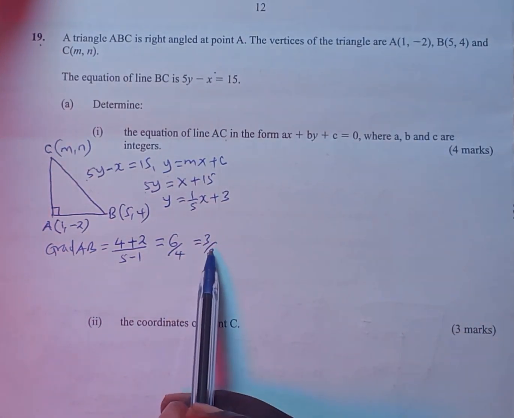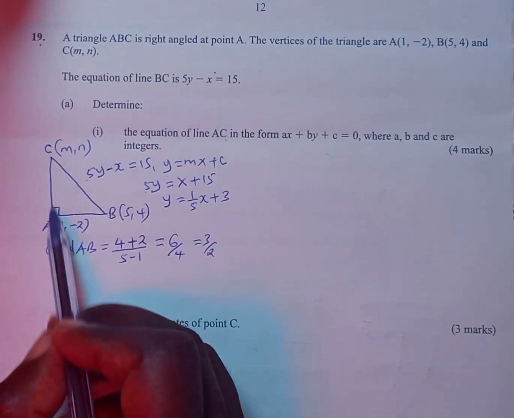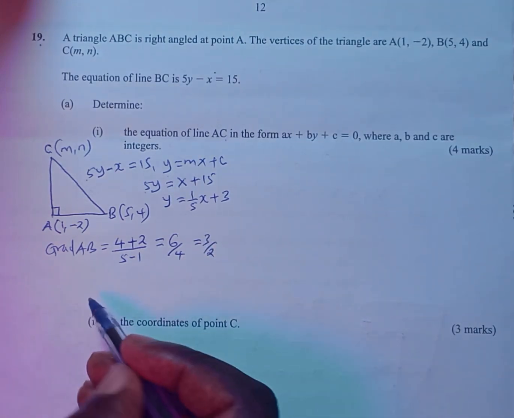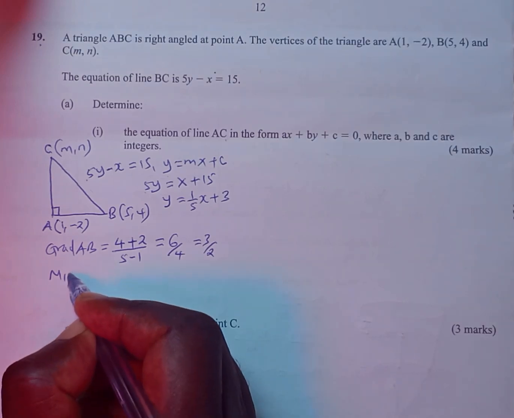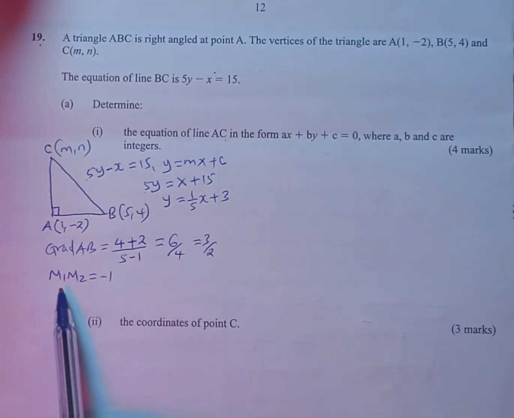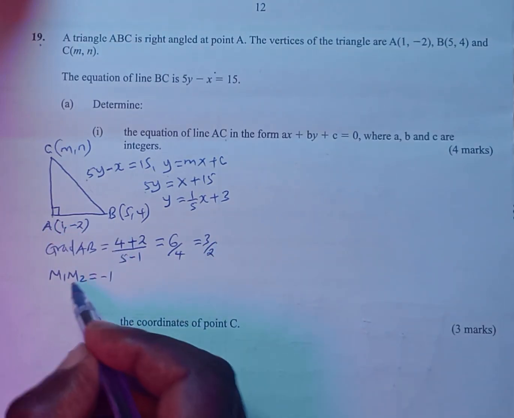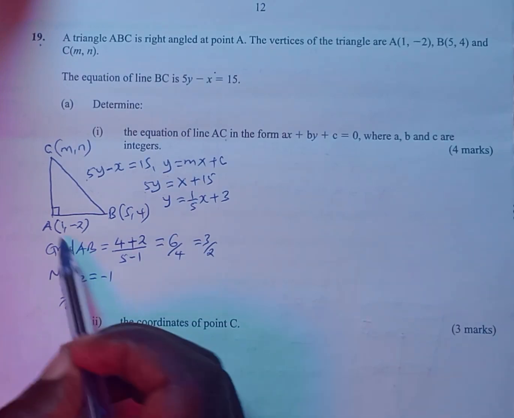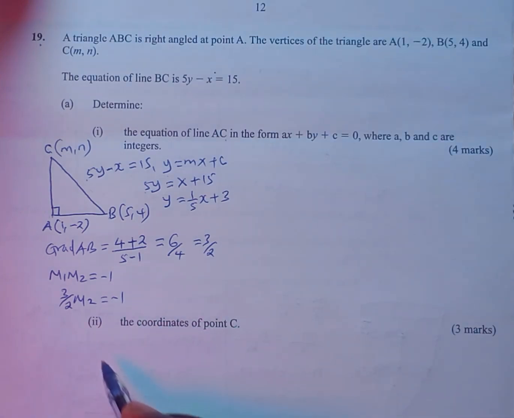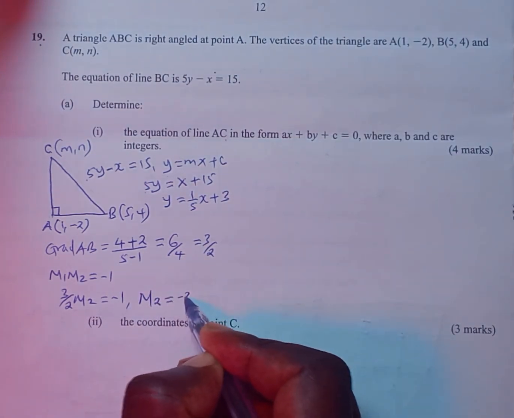Having gotten the gradient, we know for perpendicular lines, the product of their gradients is equal to -1. That means m1 times m2 for perpendicular lines gives us -1. Assuming the gradient of AB is 3 out of 2, the gradient of AC is going to be m2. This gives us -1, and therefore we can easily conclude that m2 is going to be -2 out of 3.